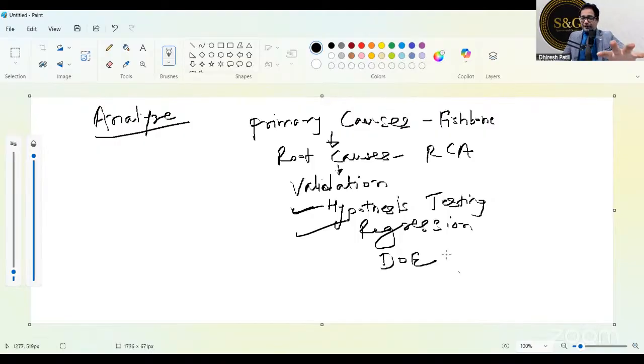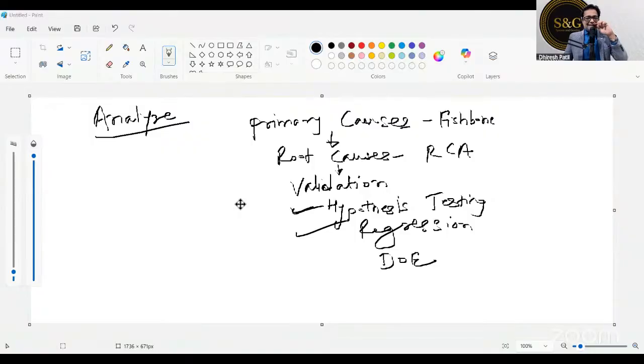So where does hypothesis testing come in? To validate the actual root causes which we have identified. And validation means nothing but you are confirming your root cause with the data. You are validating, you are proving that your root cause is absolutely the right root cause. Clear? And that is why it is called hypothesis testing. Hypothesis is nothing but assumption, right? So we check our assumption.